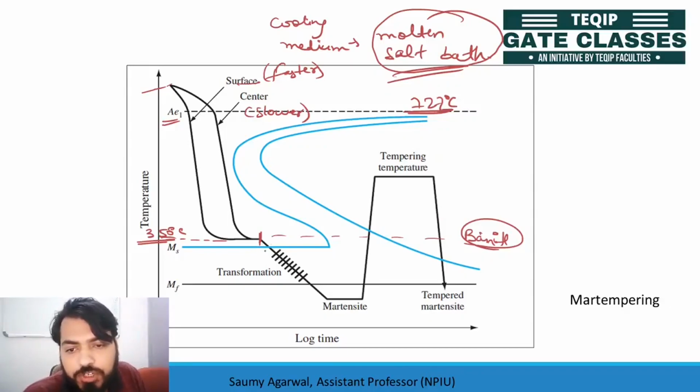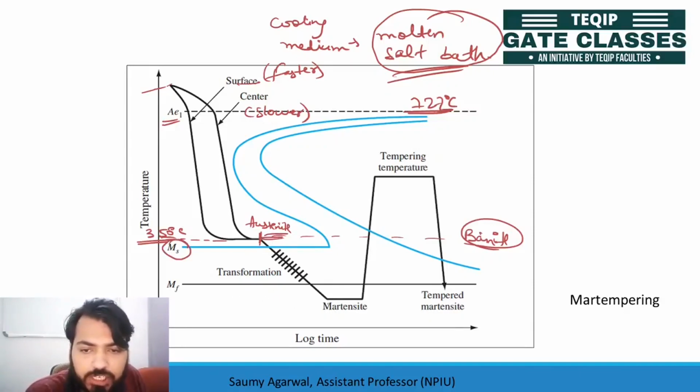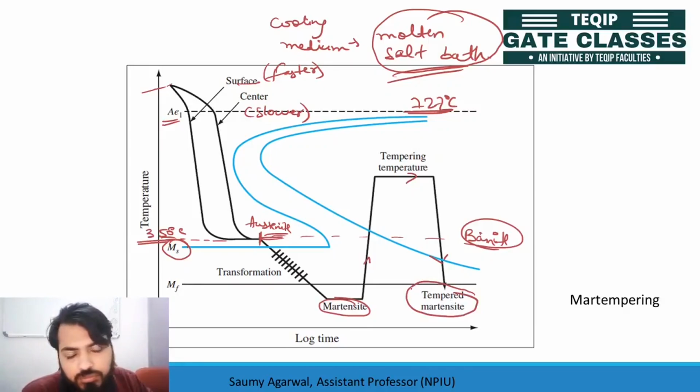Then afterwards you will cool this. When you are cooling this, you can see this is our austenite, completely austenite, and then it is going to transform below this martensitic start temperature, and it will completely transform into martensite at this point. Now you have to do the tempering process again, such that the final product that you get is the tempered martensite. So this is what we are doing over here.